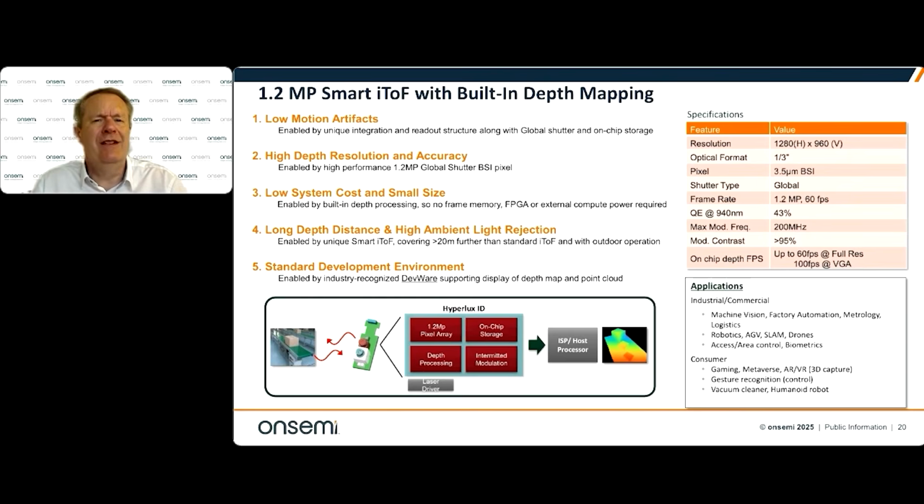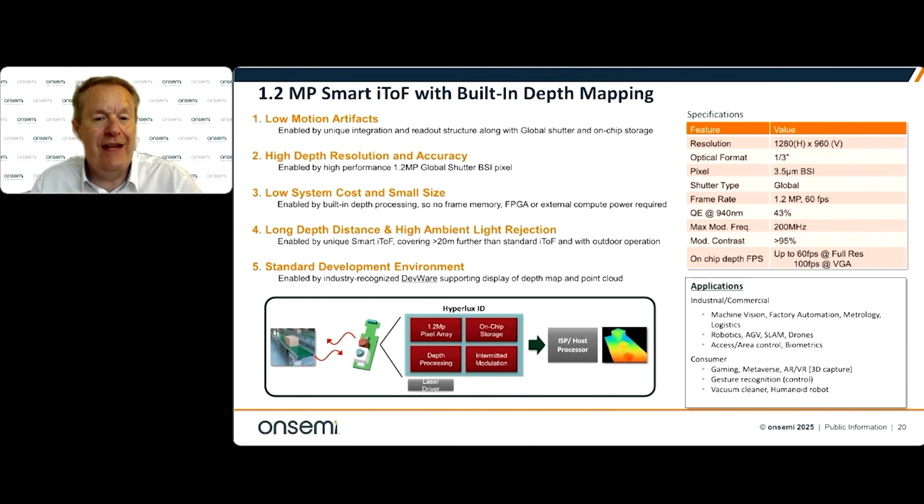So this far surpasses anything that's out there in the market today. There's nothing out there that can do full resolution, 1.2 megapixel, or high frame rate VGA resolution depth with motion today. It has an excellent modulation frequency, up to 200 megahertz. I'll summarize again: low motion artifacts enabled by the unique integration and readout structure, along with that global shutter and on-chip storage. All of those things are working together: smart iToF, global shutter, in-pixel memory, and on-pixel depth calculation.